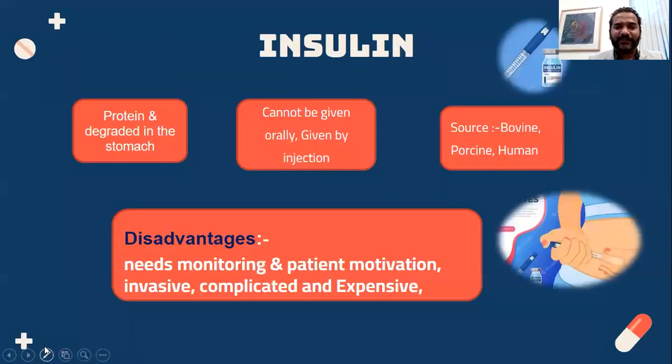Next slide. When type 2 diabetes is not controlled by oral drugs, sometimes the patient needs to be shifted to an injectable drug called insulin. Insulin cannot be given orally because it's a protein and it gets degraded in the stomach. There are a lot of insulin preparations available from various sources, like bovine, that means from cows, or porcine, that means from pigs, and human. Nowadays, most of them are human.